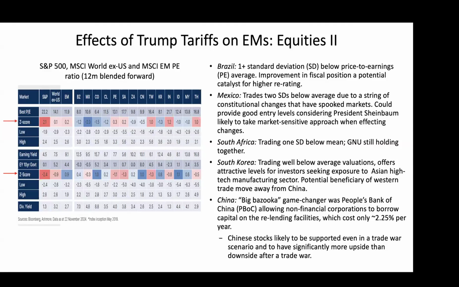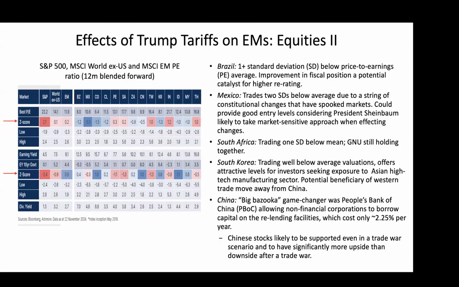We know in South Africa there's a positive view about the GNU, and so that may be driving the upward trend in South African markets. South Korea, again, is trading well below its average valuations. Investors may want to enter. The argument is, again, this is not investment advice, I should be very, very clear.